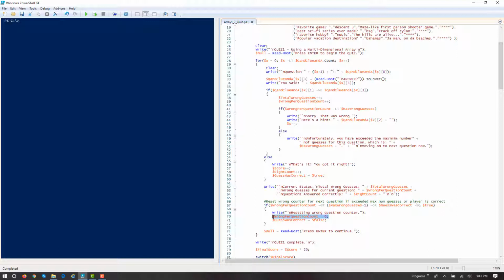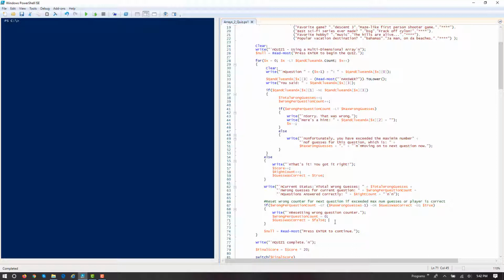So we have to reset this for every question, whether they move on to the next question by getting the question right and not exceeding the max number of wrong guesses, or whether they didn't get the question right and they exceeded the max number of wrong guesses. Either way, we have to reset this.